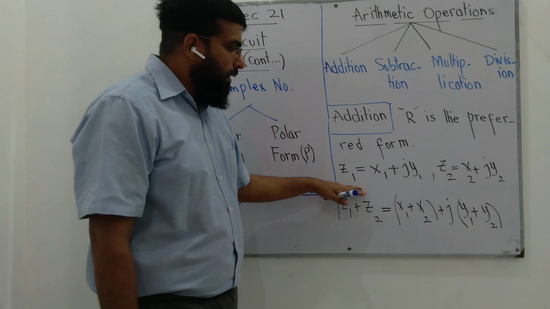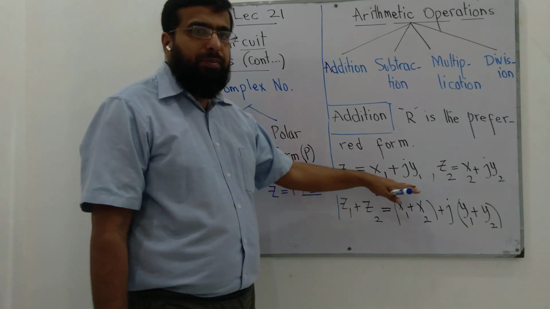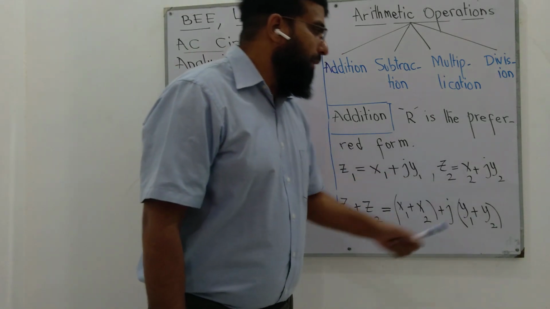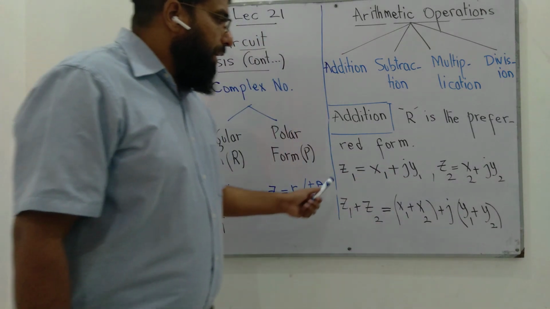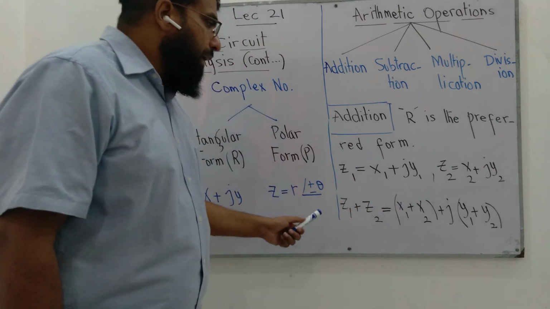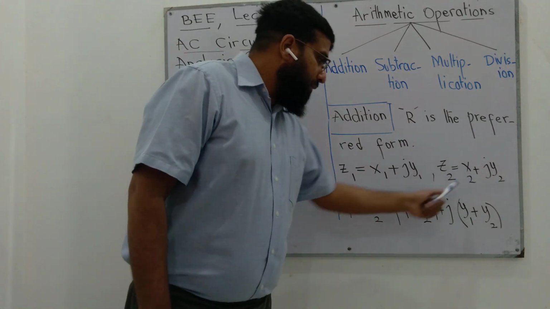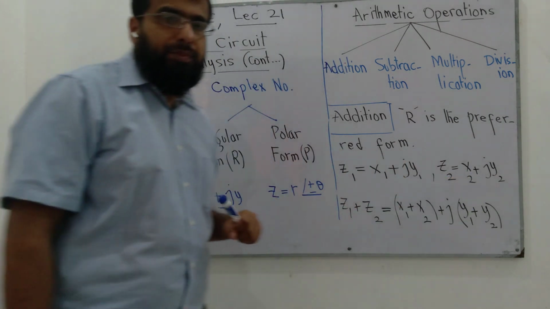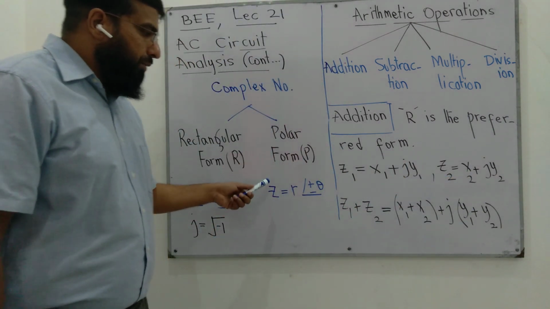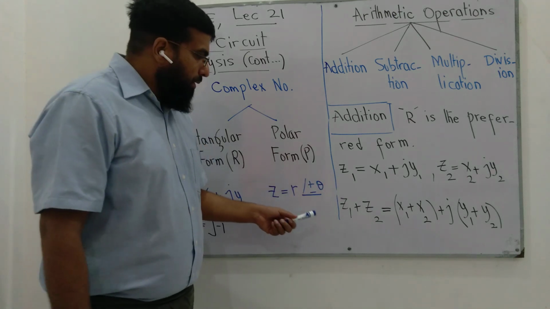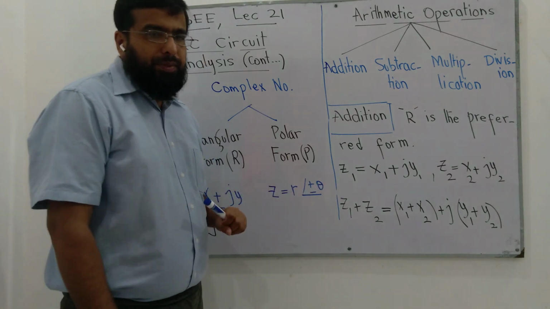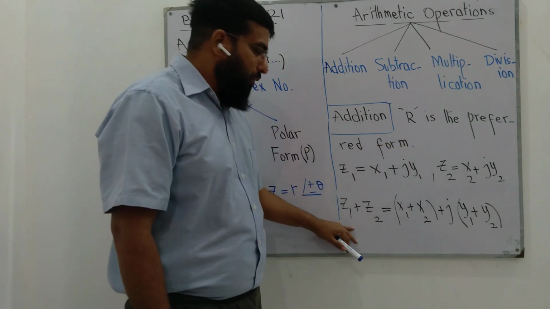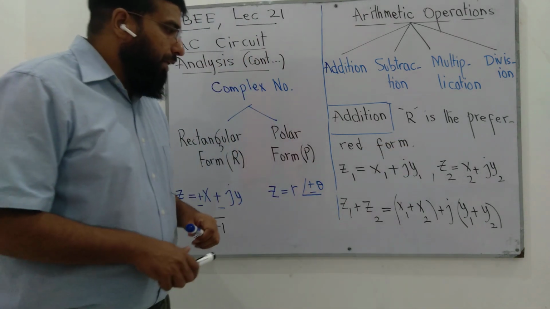Z1, if it is the first number given as x1 plus jy1, and another number z2 is given to be x2 plus jy2, and you want to add these two numbers, we'll add the real parts x1 and x2 together and the imaginary parts together. But if the numbers are in polar form, it's difficult to add them together. It's better to convert them into rectangular form to perform this addition in a simpler way.